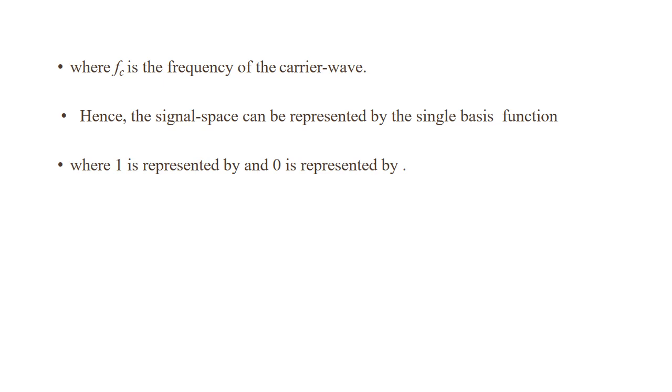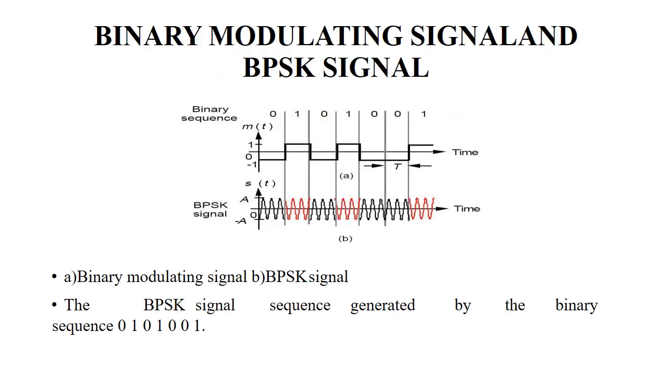The signal space can be represented by a single basis function. Here 1 is represented by 0 degree, and 0 is represented by 180 degree. The binary modulating signals and BPSK signals look like this. When we pass the generated binary sequence 0 1 0 1 0 0 1, likewise we will receive the BPSK signal at the output wave.